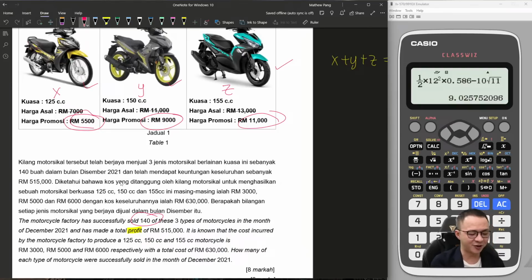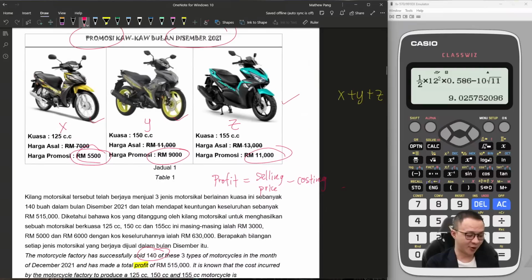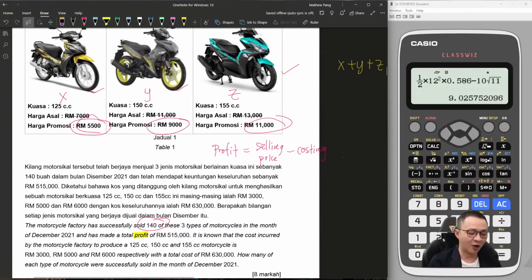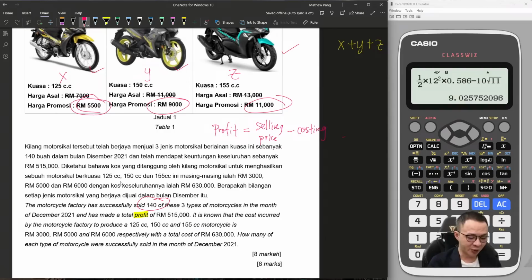X multiply 550, then Y multiply 9,000, then Z multiply 11,000, add all of them together, and we get total revenue. But over here, total profit, in order to get the profit, we must take the selling price minus the costing, isn't it? So we already know the selling price is on the flyer, on table 1, but we do not know the cost, so we will continue to read.